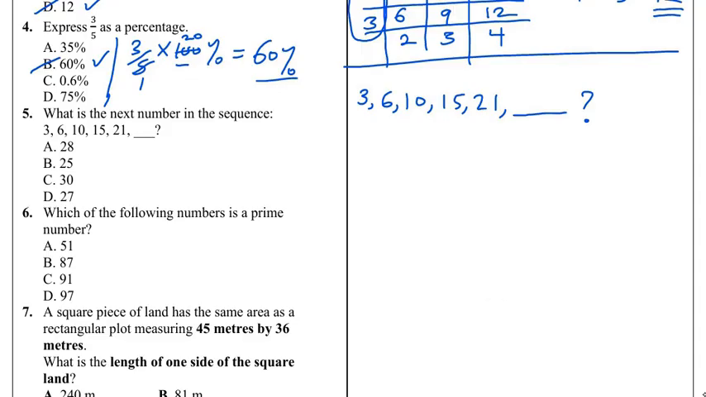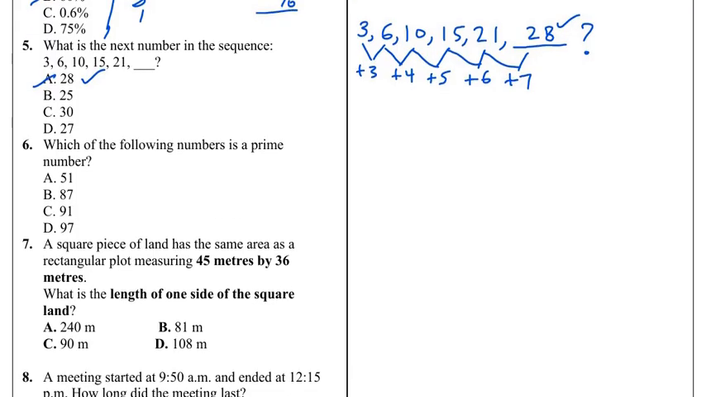Okay, just by inspection, 3 plus 3 is 6, then 6 plus 4 is 10, then 10 plus 5 is 15, then 15 plus 6 is 21. So the next should be actually plus 7. An obvious sequence. 21 plus 7 is actually 28. And you can check for your choices. We have 28 here.